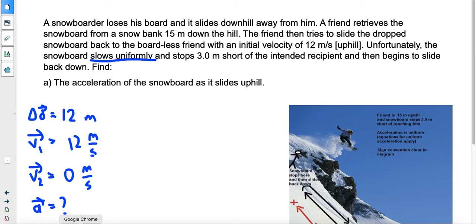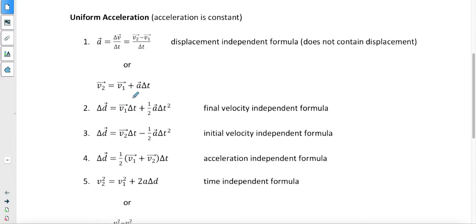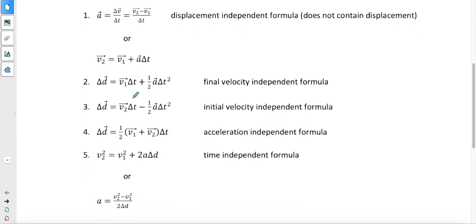So looking at this, you'll notice we're not given the time anywhere, and we're not trying to find it. So we can use that to help us figure out which equation we should use here. We're not given the time, we're not trying to find it out. So the only equation here that doesn't use the time is the time-independent formula. So we can use one of these equations here to figure out the acceleration.